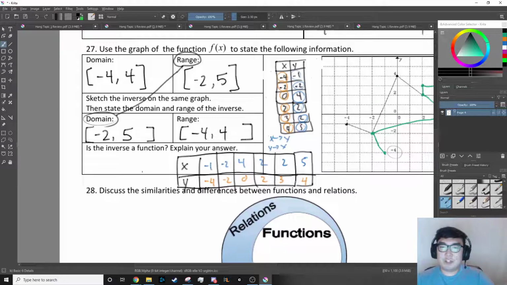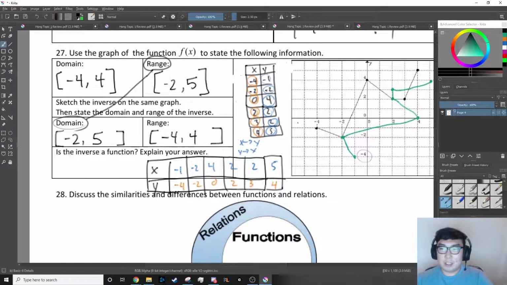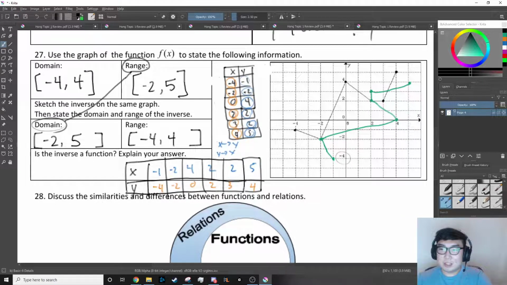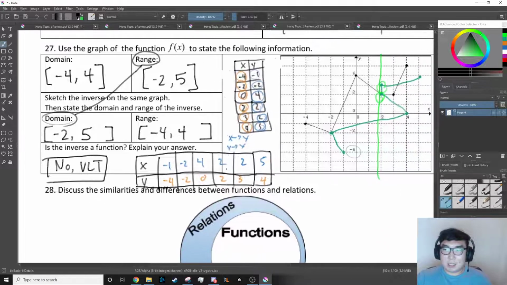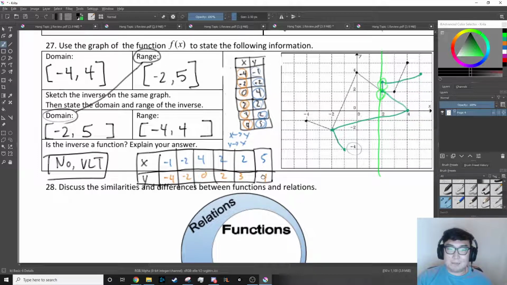Is this inverse a function? Is the inverse a function if I do the vertical line test? That is a no. Because even if I don't do the points, like if I do the vertical line test here, I know that these 2 points right here are going to be failing the vertical line test. So this is actually a no. And you can always write vertical line test as your explanation, because I already showed in the picture that the vertical line test is failed in this picture. So it's a visual aid.